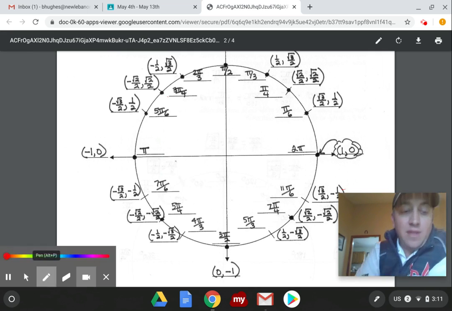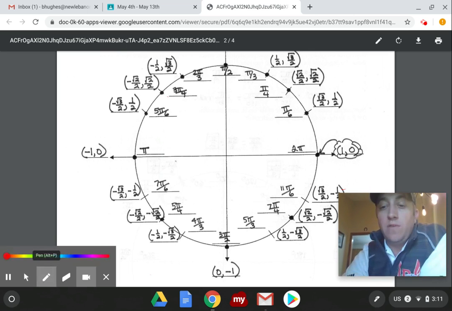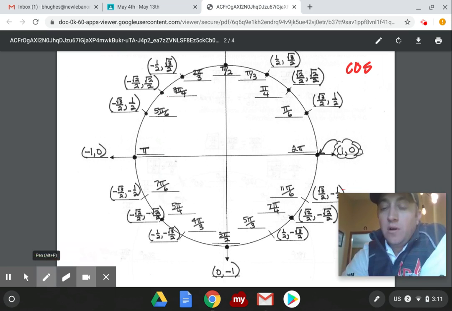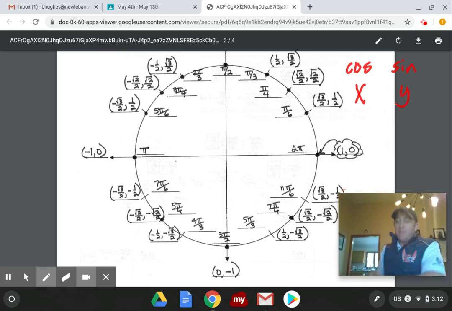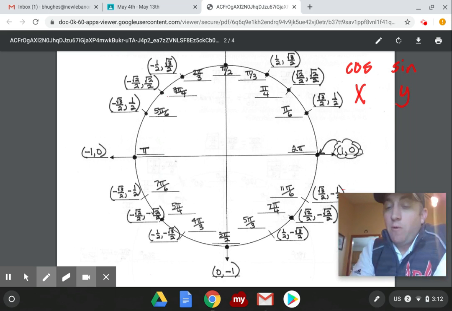So there are a couple of things that you really need to know in terms of getting our answers here. All of your cosine values are going to be the x values of those ordered pairs, and then all of the sine values are going to be those y values of those ordered pairs. And if I wanted to find tangent, we just have to remember that tangent is sine over cosine.